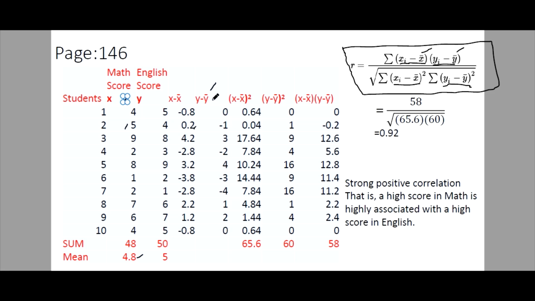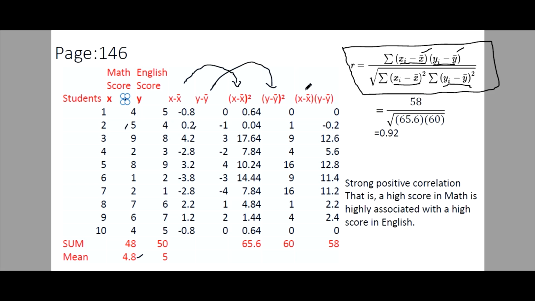After this, we'll get the squares of these two, so just square the values. Since these are squares, obviously all the answers here are positive. Negative 0.8 squared is 0.64. 0.2 squared is 0.04. 4.2 squared is 17.64, and so on. For this column, 0 squared is 0, negative 1 squared is positive 1, 3 squared is 9, negative 2 squared is 4, and so on.